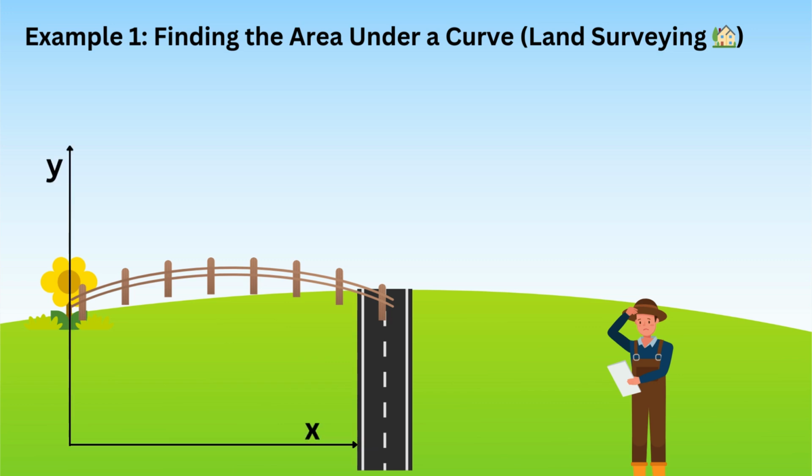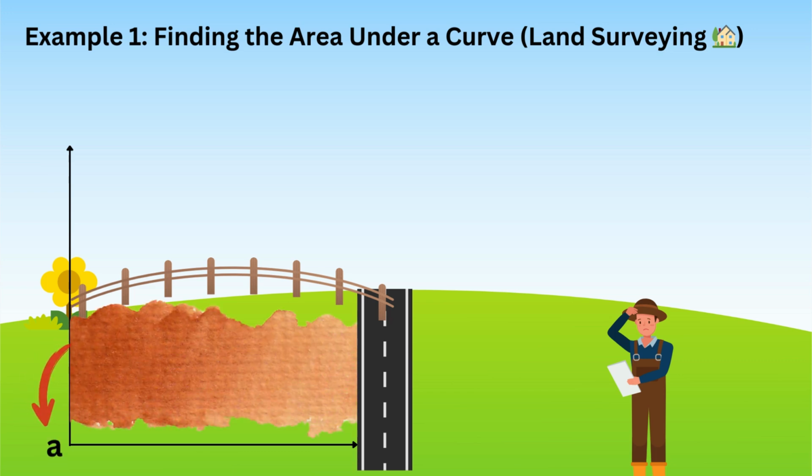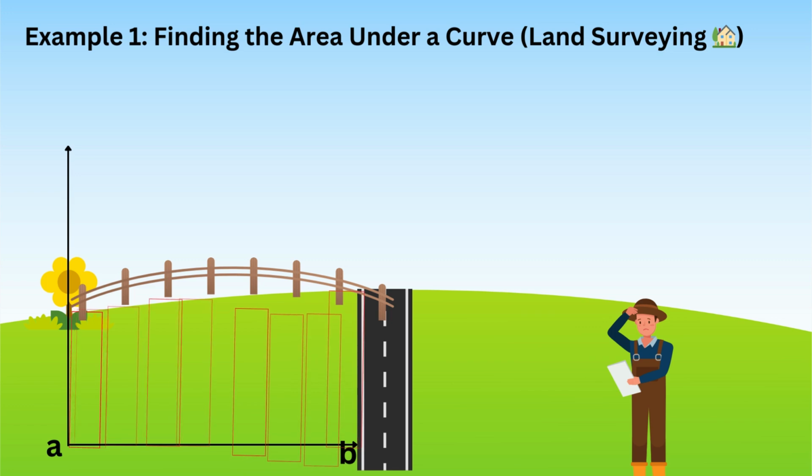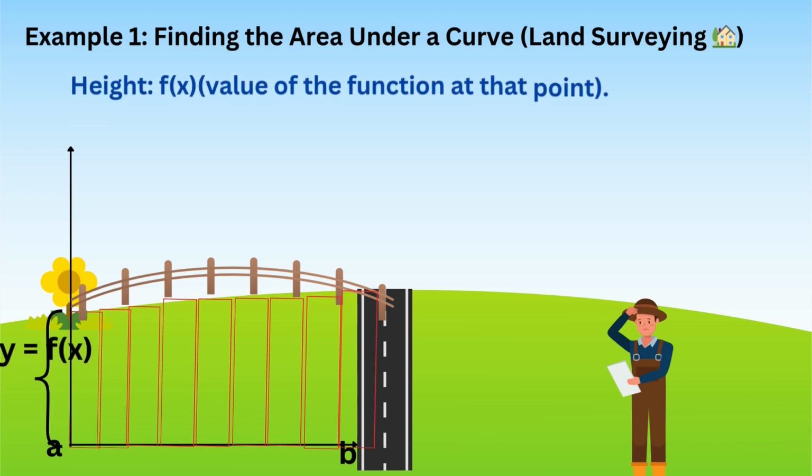Consider this is the x-axis and this is the y-axis. We want to find the total area between the curve and the x-axis from x equals a to x equals b. To find the area, the x-axis is divided into tiny strips. Each strip is a rectangle with height y or f of x, and width dx.